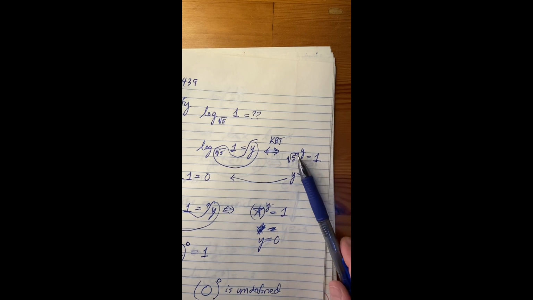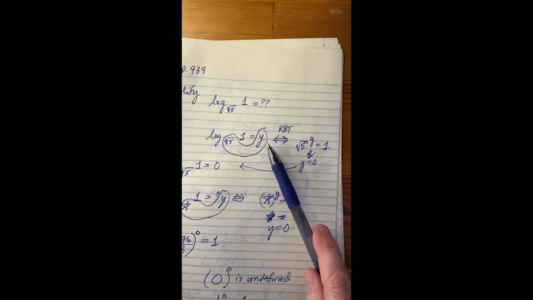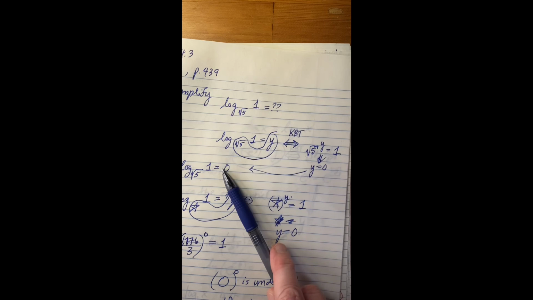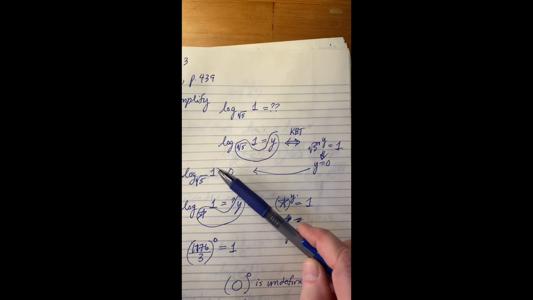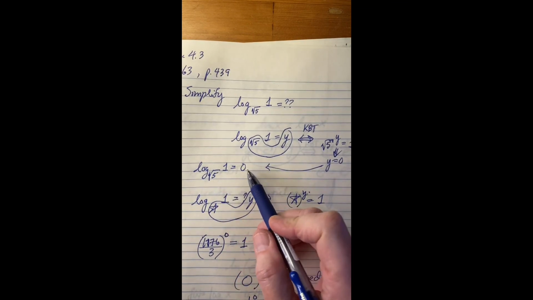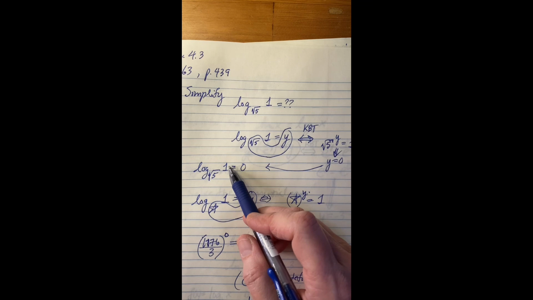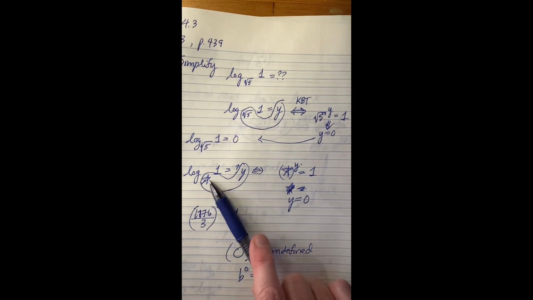Oh, that's right. Anything raised to the 0 is 1. So y is equal to 0. Come back over here. Replace that y with a 0. Oh yeah, the log base square root of 5 of 1 has to be 0 because square root of 5, anything raised to 0 power is going to give you 1. And that's what I'm saying right here. It doesn't matter what they put.